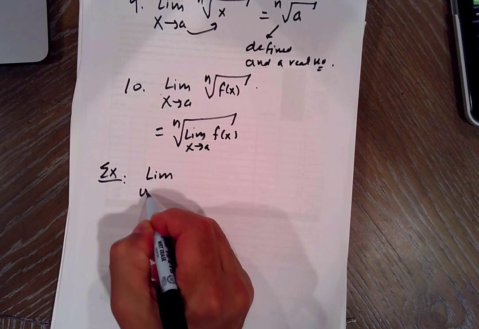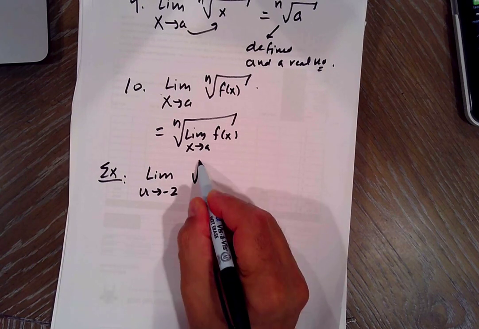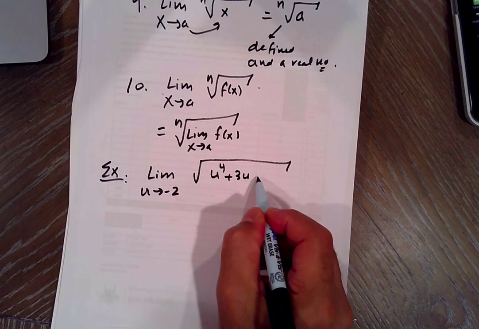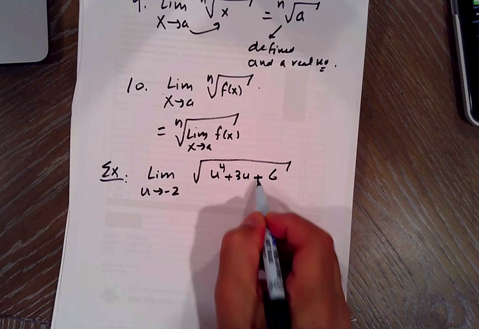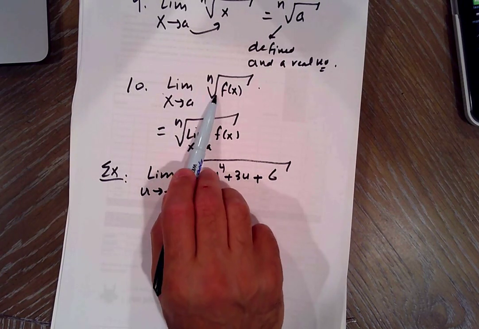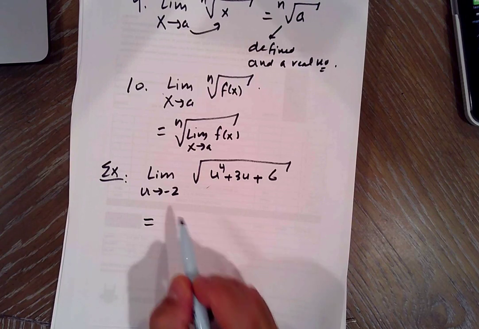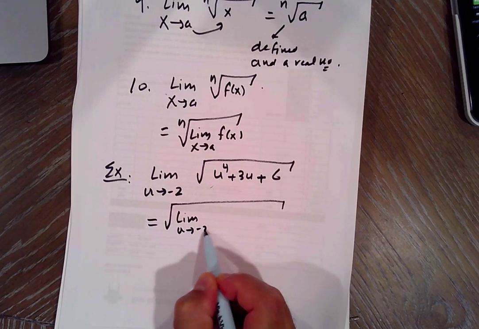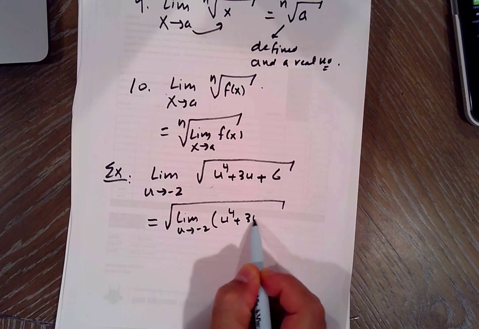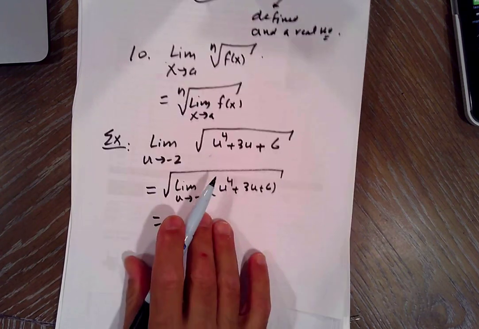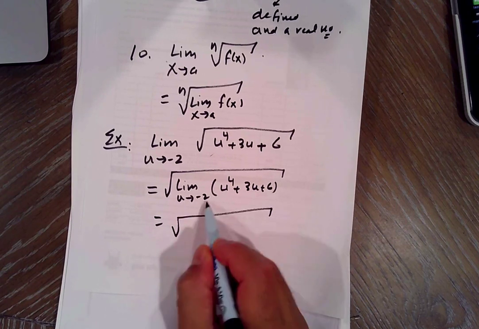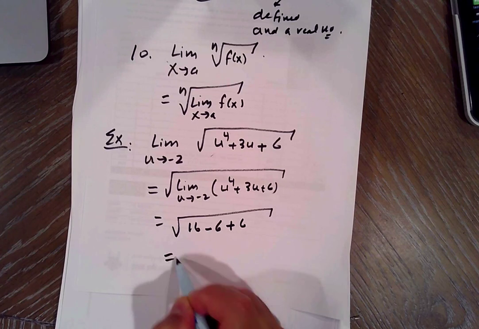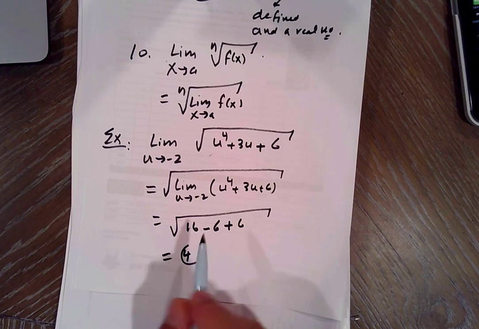Limit as u goes to -2 of the square root of u to the 4 plus 3u plus 6. Remember, this is exactly this rule, so you plug it in. You're doing the limit as u goes to -2 of u^4 plus 3u plus 6, which would be -2 to the 4 is 16, 3 times -2 is -6, plus 6, which is the square root of 16, which is 4.